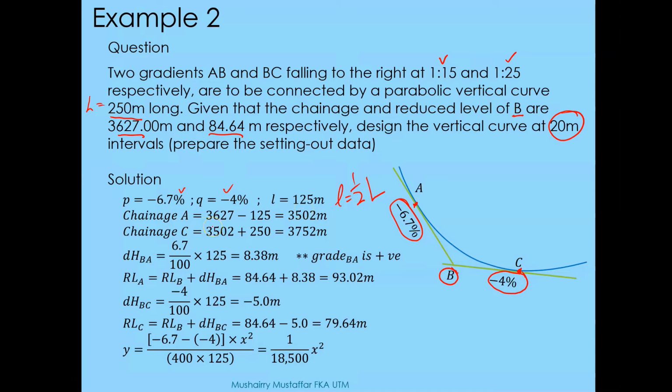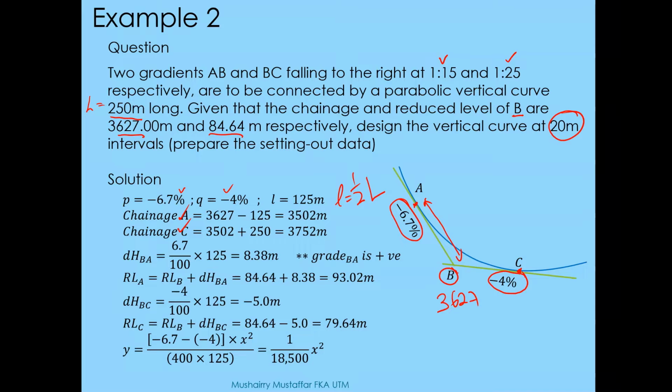L is basically equal to half of big L, or half of the length, which is 125. Chainage of B is given as 3627. So 3627 minus this length here, the length which is 125, gives us 3502 for the chainage of A, whereas the chainage of C will simply be the chainage of A plus the length of the curve, which is 250, so that gives us 3752 meters.